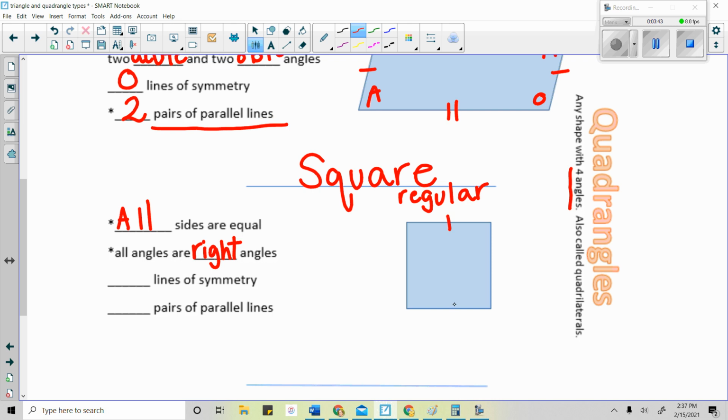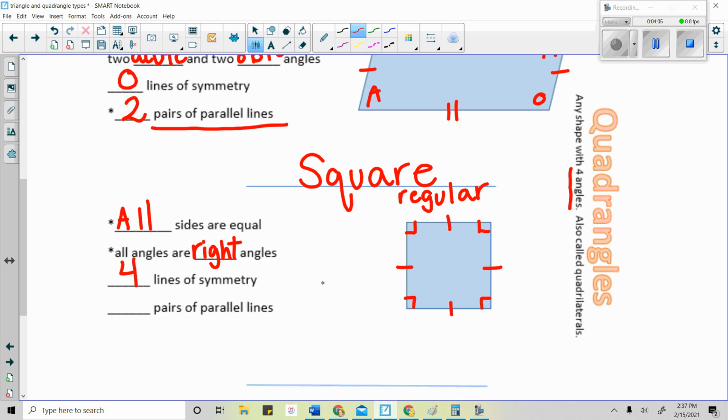We could mark all of our sides the same by doing a tally mark, and then we could put a little square into each corner, showing that they are right angles. So this is a regular quadrilateral. The regular triangle would have been the equilateral triangle. Because this is regular, it has 4 lines of symmetry.